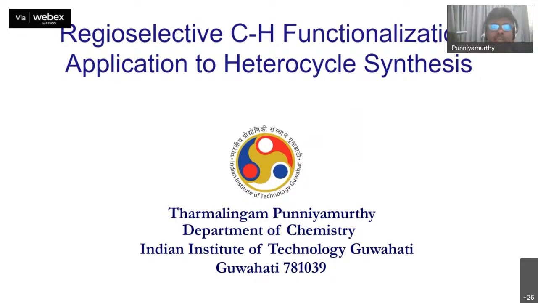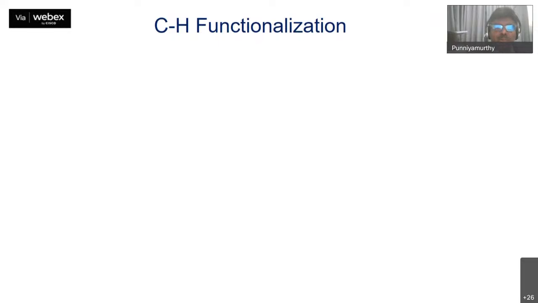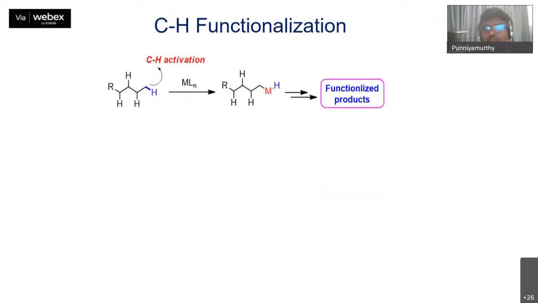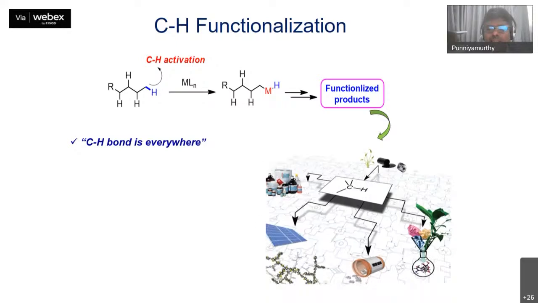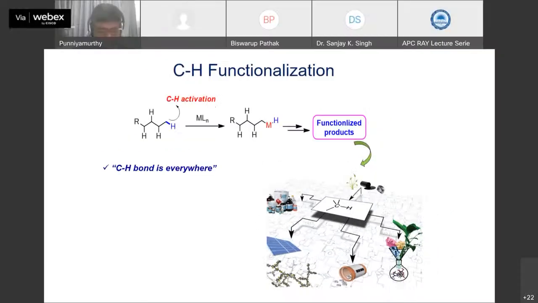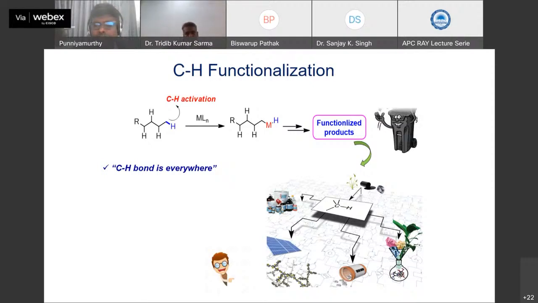So in this lecture, we will look at some of our studies on regioselective CH functionalization and its application to heterocycle synthesis. As all of us know very well, CH functionalization is a fundamental and important transformation we use frequently to construct fine chemicals, materials, drugs, and natural products. The advantages include atom economy. You can reduce the E factor of the process. You can also have broad substrate scope.